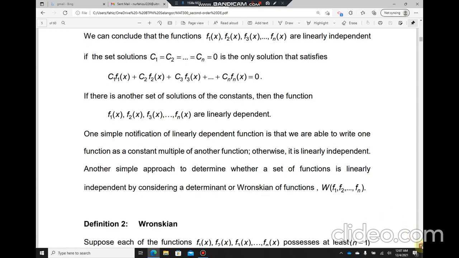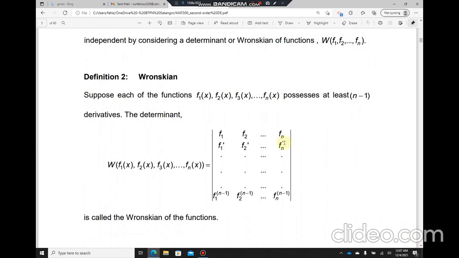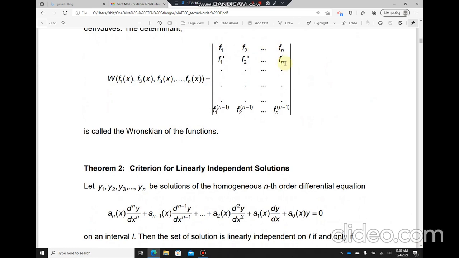Okey, macam mana nak tentukan guna Wronskian? Okey, yang ni awak dah tengok dah dalam subjek algebra. Suppose each of the functions f1, f2, f3, fn possesses at least n-1 derivatives. The determinant, okey, determinant ni is called the Wronskian of the functions. Okey, so cara dia kita letakkan function dekat sini dalam bentuk matrix. So kita panggil dia sebagai Wronskian of the function. Nanti kita akan terangkan macam mana nak letak function dekat dalam yang untuk Wronskian.